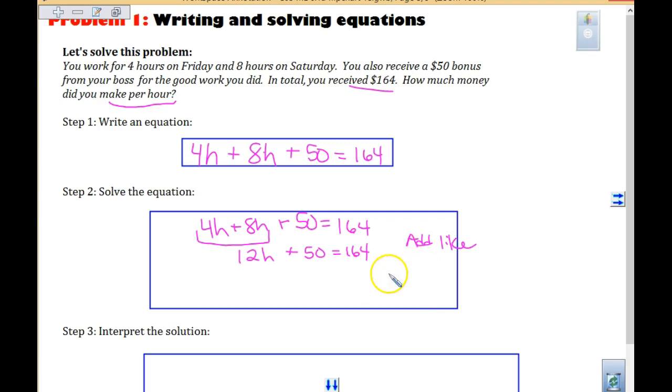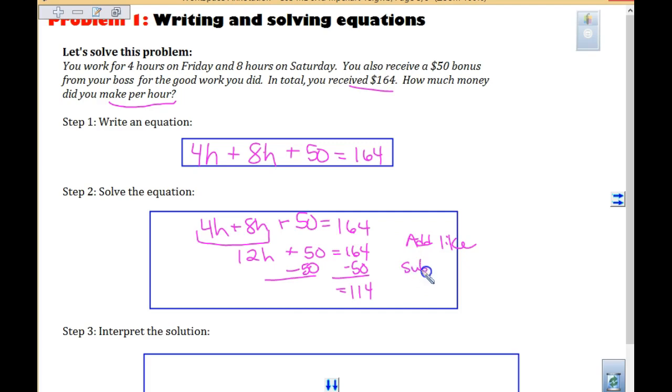My next step is I need to get this 12H by itself. So, Fisher, if I'm going to try and get 12H by itself, what do I need to do? Subtract 50, but this is like those algebra tiles. We can't just do it on one side. Some of you might say, last year I didn't have to do it on both sides. I know, but we need to do it on both sides of the equal sign. We can't just subtract it from the 164. I agree, that is what we're doing to get 114. But we have to do it on both sides of our equal sign.